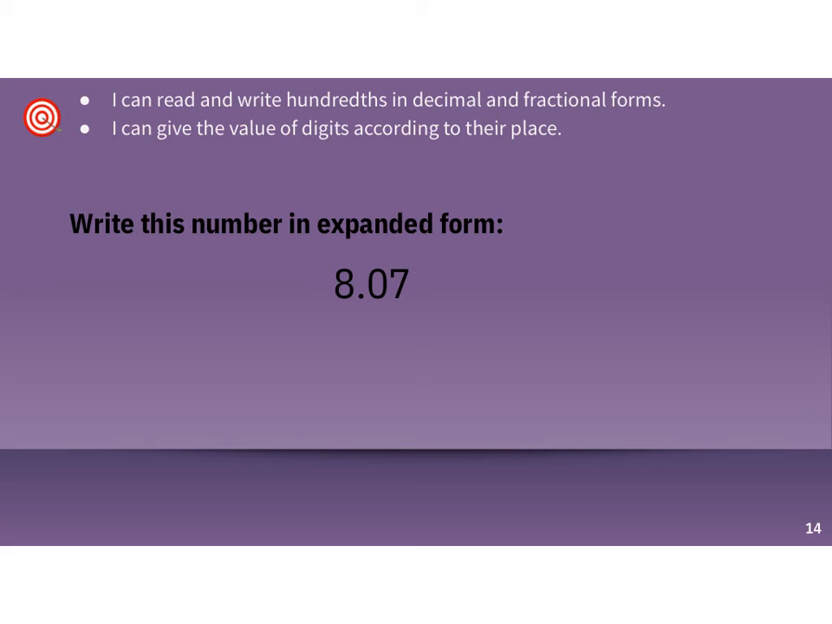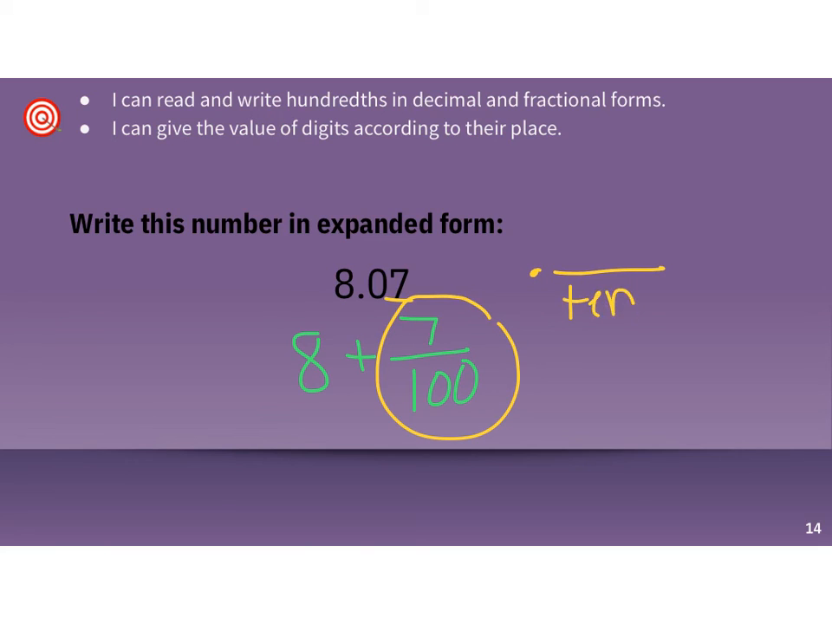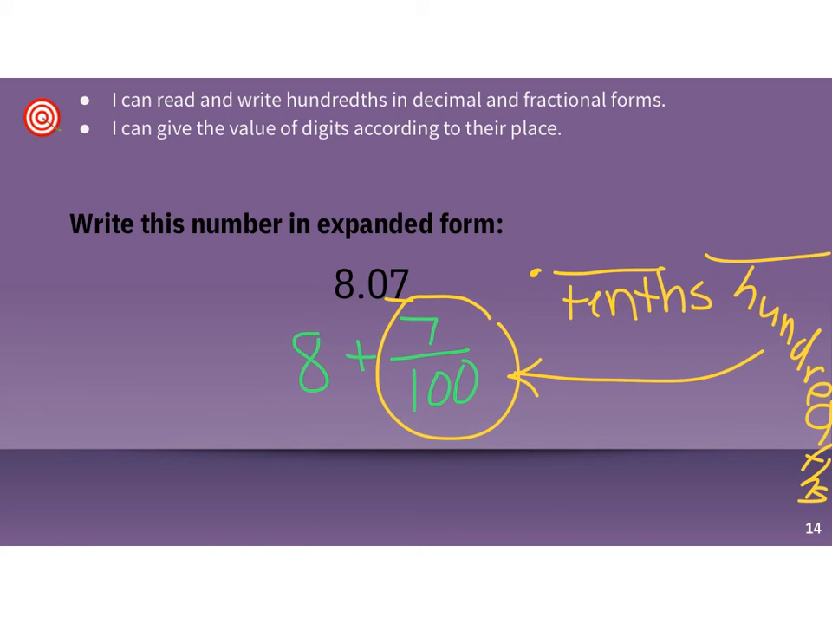8 ones would have a value of 8. There aren't any tenths, so I can leave that out. And there are 7/100ths. Did you get hundredths? Because this is the hundredths place. Remember, we've got tenths right after the decimal, and then hundredths. So making sure I've written the correct value of the 7, it's 7/100ths.